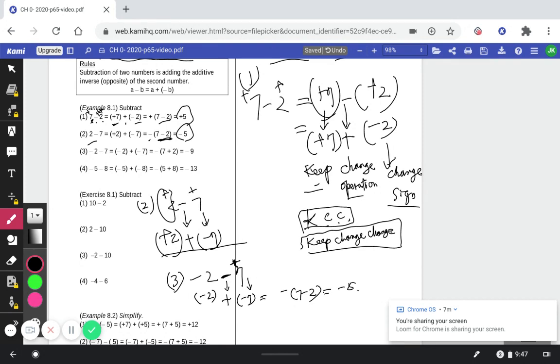They say negative 9. So where did I make a mistake? Oh yeah, I made a mistake here. You're adding two same signs, so you're supposed to add instead of subtract. Because same sign you add, different sign you subtract. So when you do that, it becomes negative 9. So the answer is negative 9.